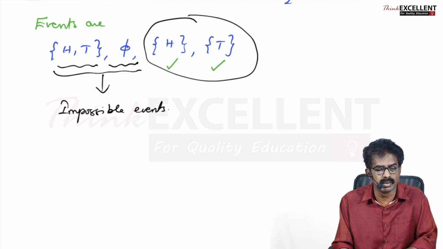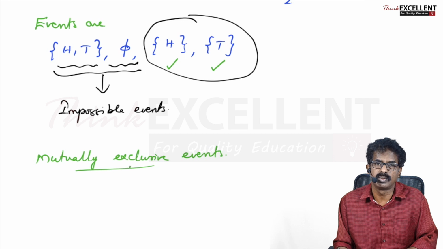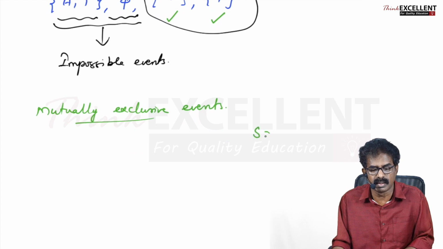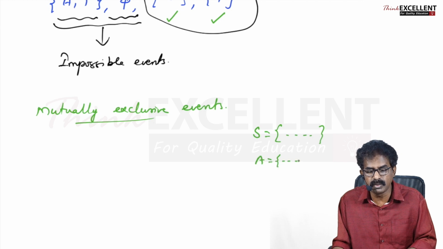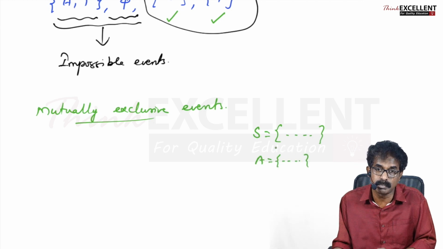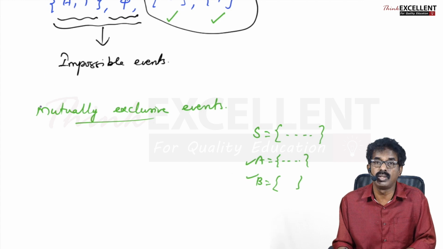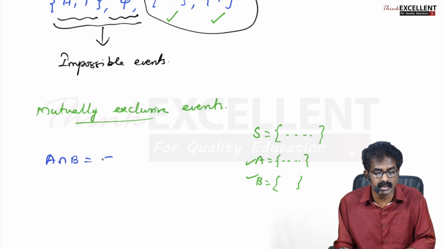And one more thing I want to tell you: mutually exclusive events. What is mutually exclusive? Event means it's a subset, that's all. S is the bigger one, like our universal set. A is an event, that means you take a few elements from it, so A is a subset of S. And B is another subset. I'm taking two events A and B. You can say the two events are mutually exclusive when you take the intersection A intersection B and your answer is the empty set.